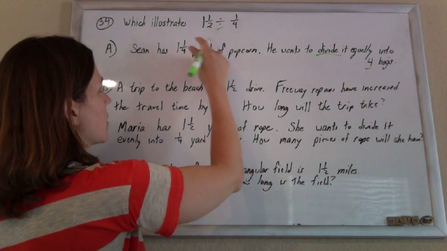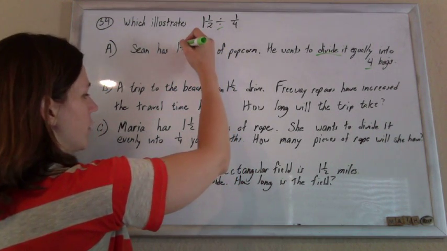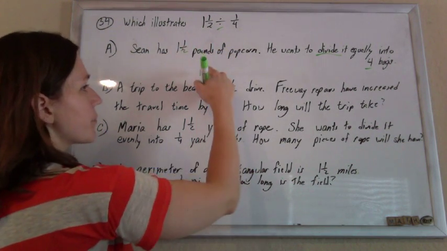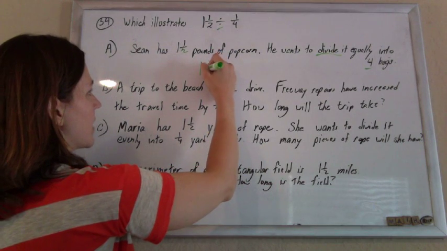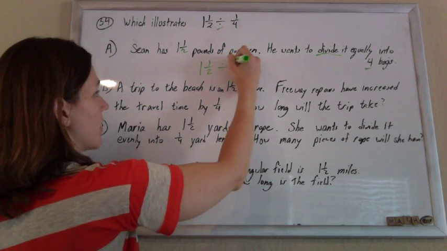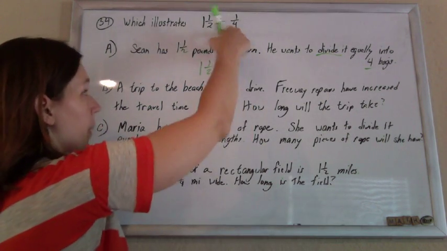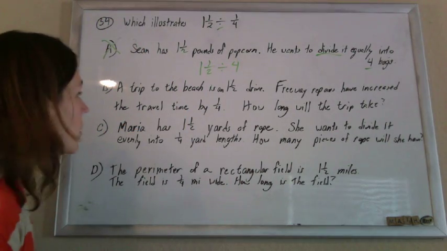Oops, this should have been a half there, my bad. So here he would want to take the 1 1/2 pounds and divide it into 4 bags, not a 4th bag. So that guy's out.